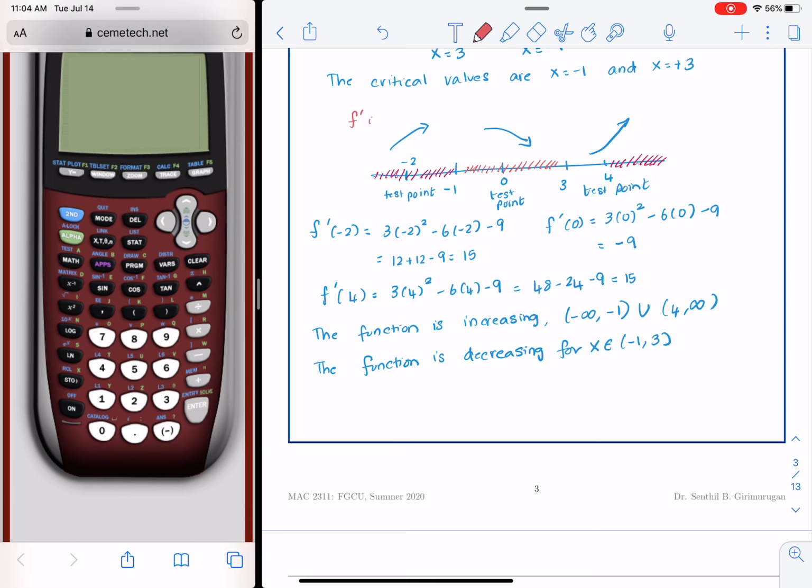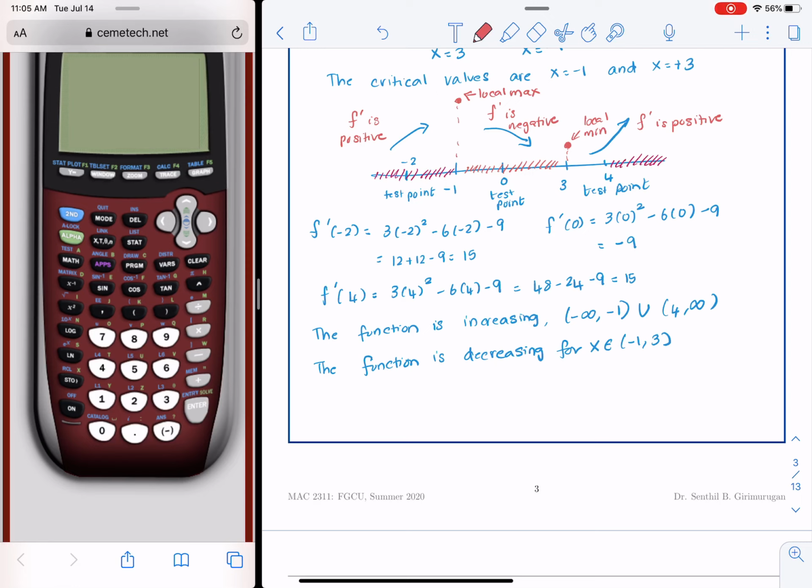So f prime is positive. F prime is negative. And back again, f prime is positive. So clearly, if a function goes up, then it comes down, then that particular point has to correspond to a local maximum. And since the function is going down, then up, whatever value that I see here has to be the local minimum.